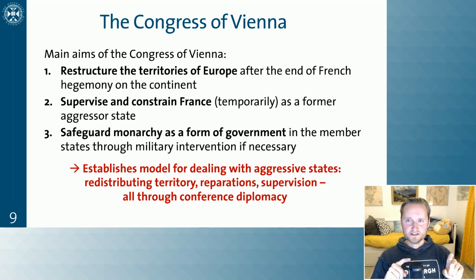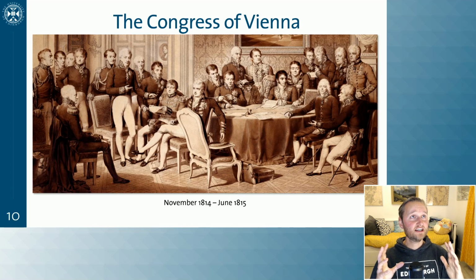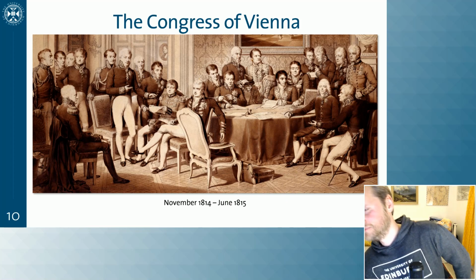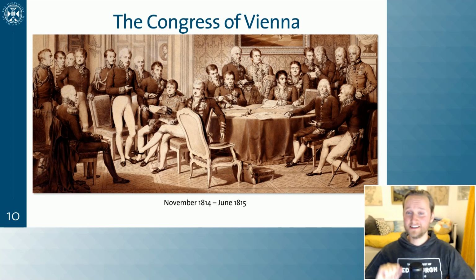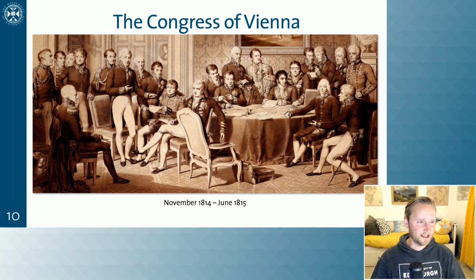So this Congress of Vienna established a model of how to deal with states that had gone to war. And the model was very much, okay, we have to redistribute what they've conquered, they have to make some reparations, and we have to supervise them, really. And all of this happened through the medium of conference diplomacy. I love the Congress of Vienna because it's such a colorful episode of history, and it's really worth checking out if you want to go on a little Wikipedia tangent.